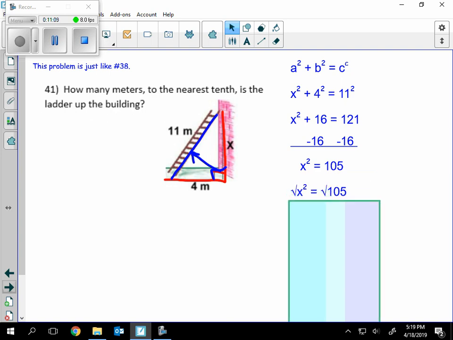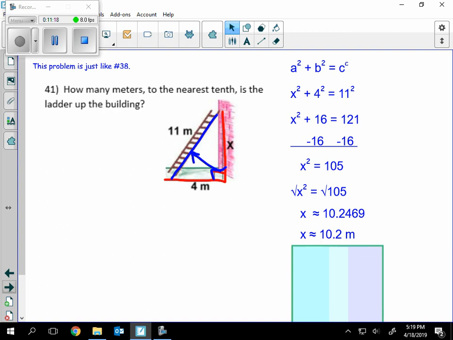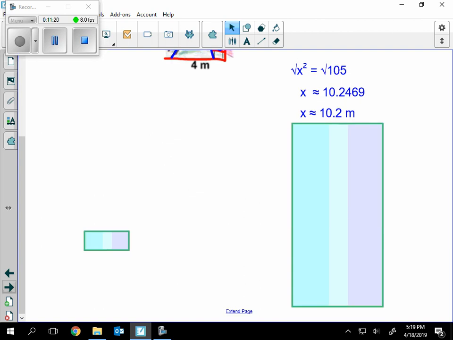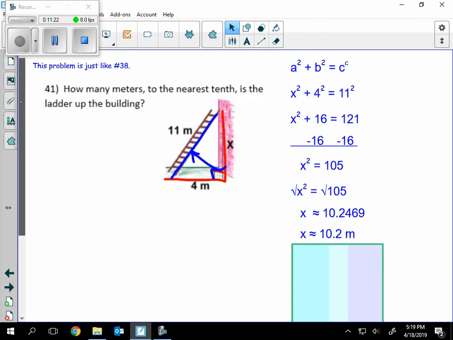Now we'll square root both sides. And x is 10.2469, but we're going to round to the nearest tenth, and we will call it 10.2 meters. And that is how high up the building the ladder is.